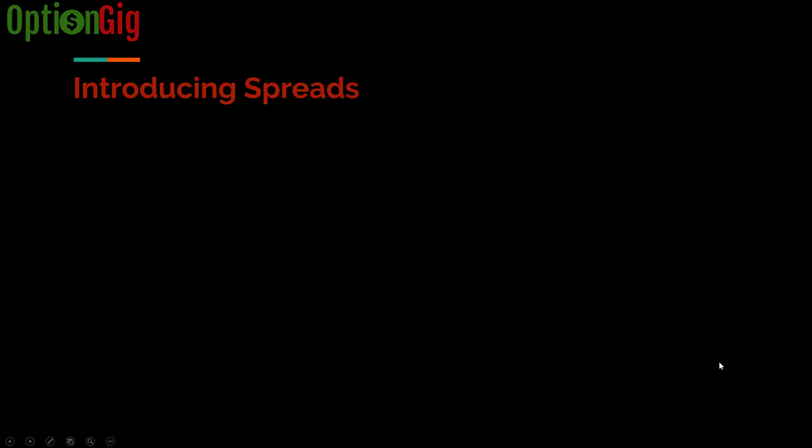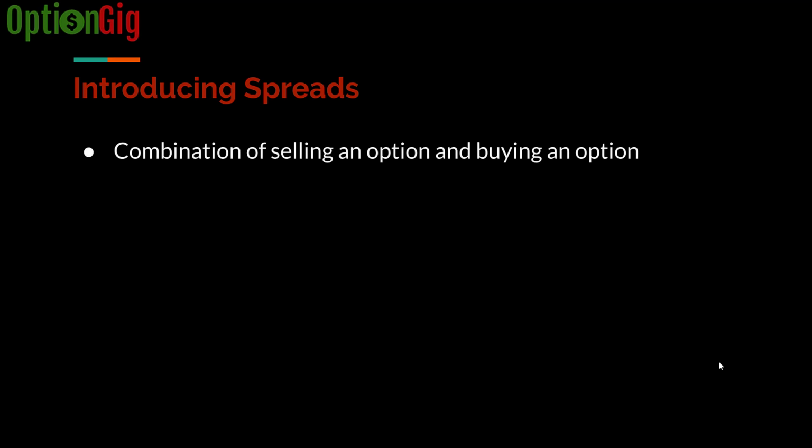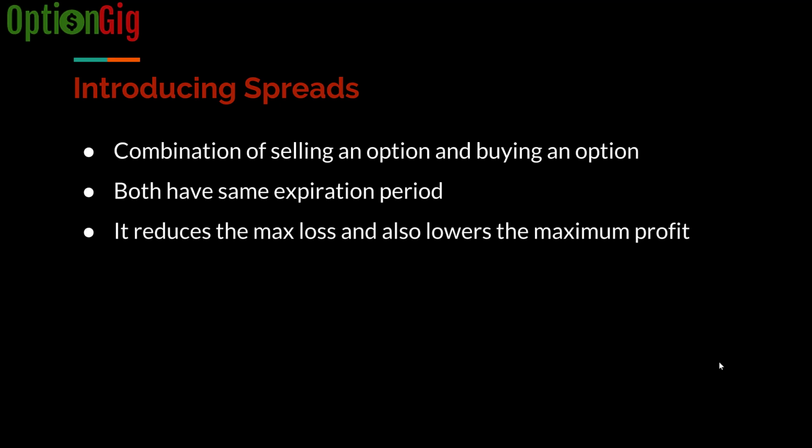Welcome, spreads. A spread is a combination of selling an option and buying an option. So it's not a single-leg option, it's a multi-leg option trade. One option you sell and another option you buy, but both option legs have the same expiration. Because you are buying an option, it reduces the max loss, but at the cost of a lower maximum profit. Don't worry, we will see an example of each of these in subsequent slides.